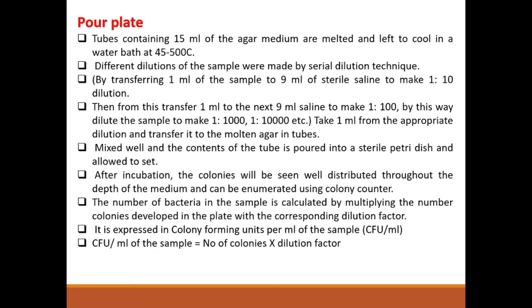So how can we select the plate which is apt for counting? There is a criterion: a plate containing 30 to 300 colonies. The minimum should be 30 colonies and the maximum 300. If it is more than 300, we can't use that plate for counting. Or if it is less than 30 colonies, it should not be counted. So the plate selected should contain 30 to 300 colonies.